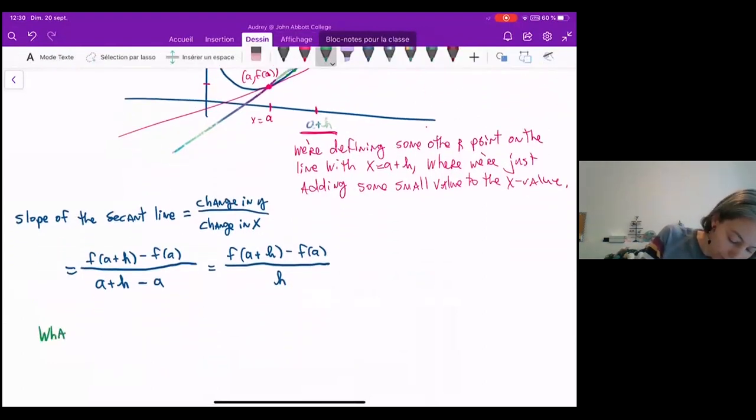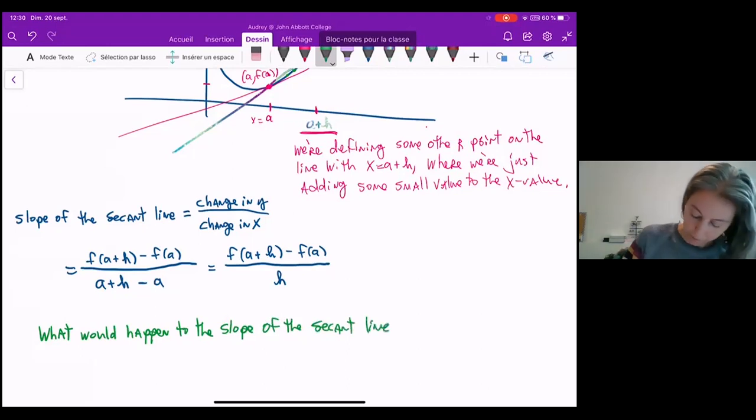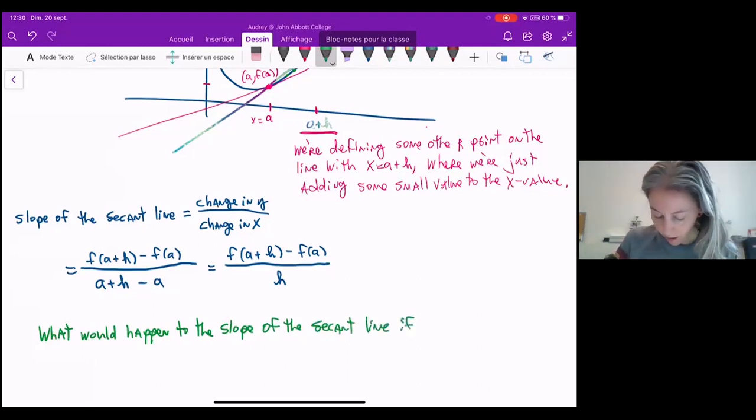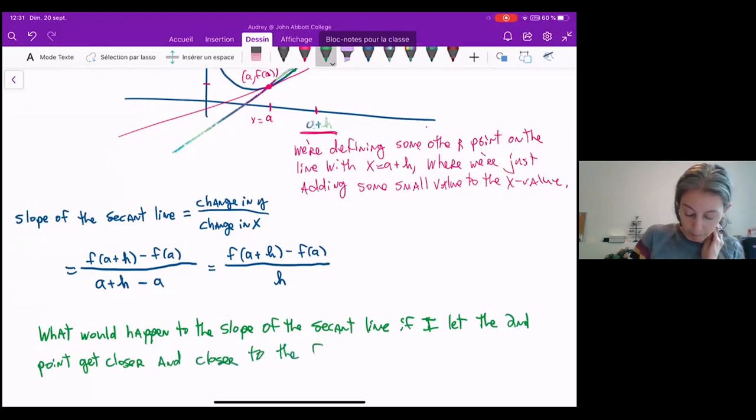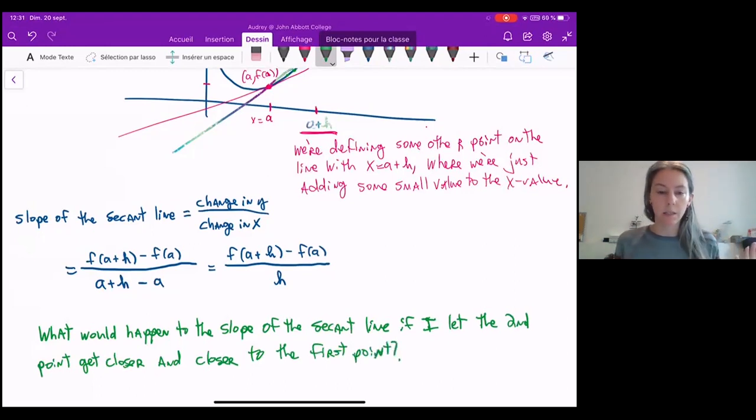So what would happen to the slope of the secant line if I let the second point get closer and closer to the first point? And the answer is, I'm going to show you. I'm really terrible at drawing, so I'm not going to draw it. We're going to look at a little animation.